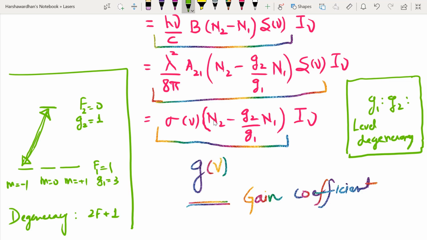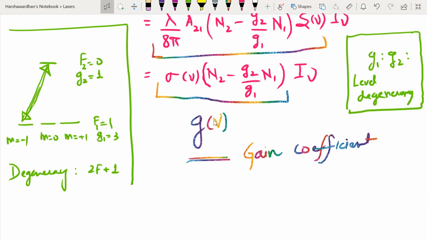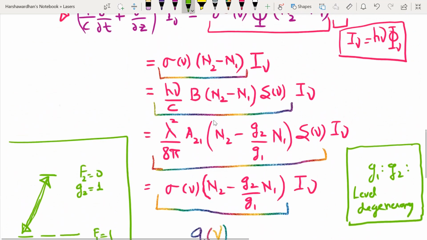If I put these numbers into these equations, G1 is 3. So my N2 minus N1 by 3 is what I'm going to deal with. That is what is captured in this notion of level degeneracy. Let's not focus too much on that. Let's assume that G1 and G2 are essentially 1, just to keep the discussion simple.